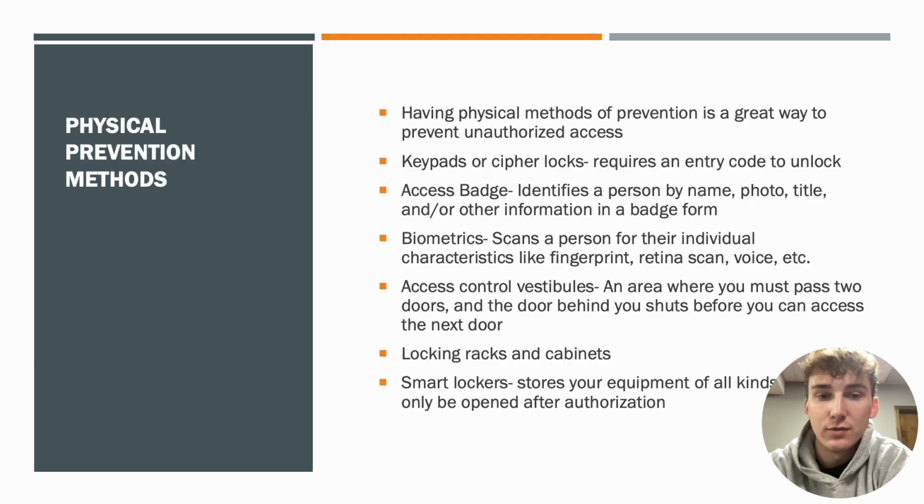There's also access control vestibules. This is basically an area where you have to go through two doors. Once you go through the first door, the door will close behind you and usually lock. And the door behind you has to shut before you go into the next door. This can prevent like piggybacking and stuff like that. Also, locking racks and cabinets is also important because it's easy for anybody without authorized access to get in. And then you can have smart lockers, which stores all your equipment, and it can only be unlocked after authorization.